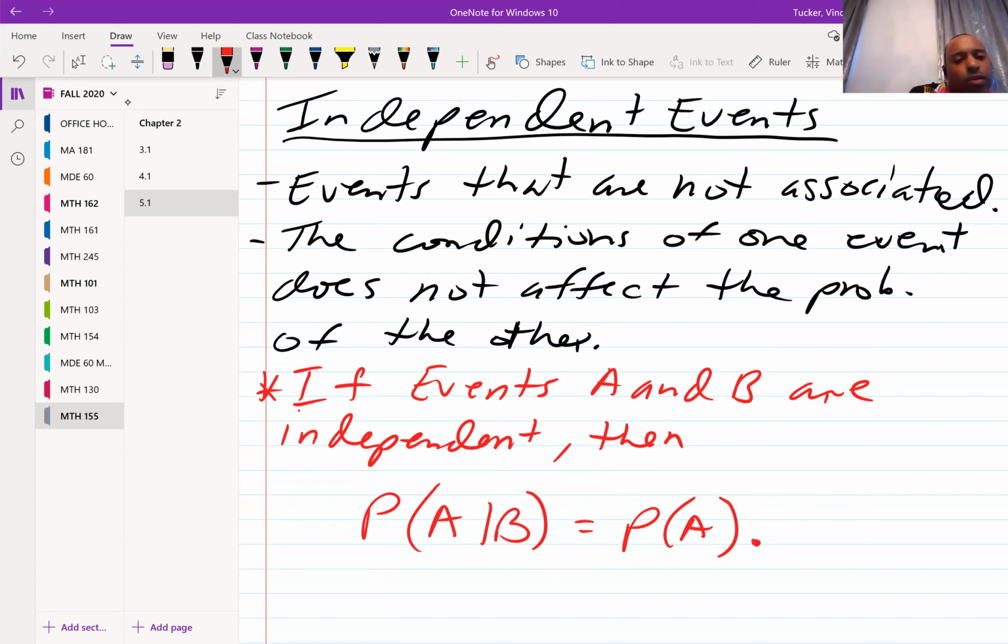All right, and so one way we will be able to test numerically whether events are independent or not is if the probability of A given that B has already happened is equal to the probability of A. So in other words, knowledge of B does not affect the probability of A occurring, or the probability of B occurring does not affect the probability of A occurring.